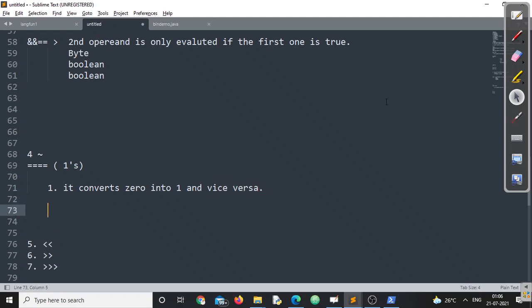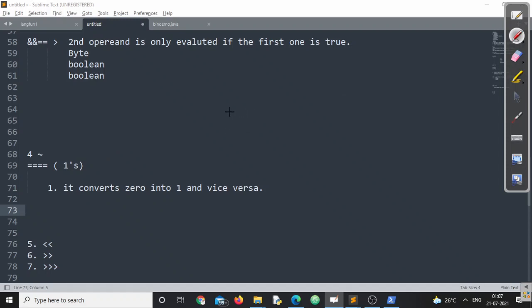Right? I repeat, this is the only unary bitwise operator. The remaining bitwise operators are binary operators. They require two operands for their execution, but this one only requires one operand for its execution. Let us understand this one.